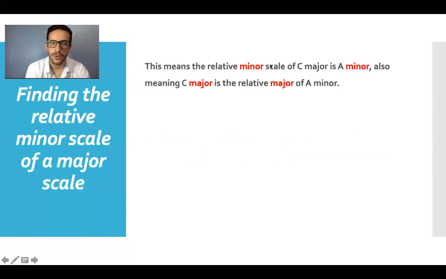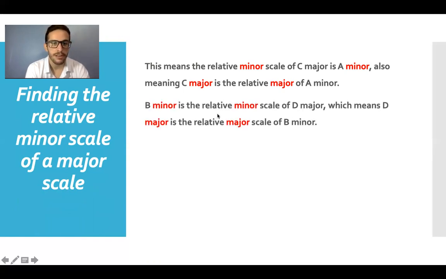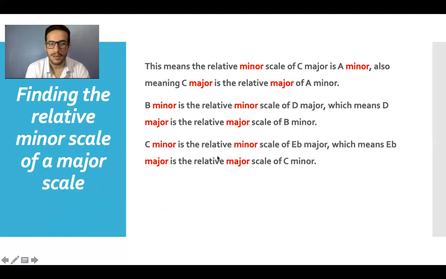So this means that the relative minor scale of C major is A minor, also meaning that C major is the relative major of A minor. Same thing here. B minor is the relative minor scale of D major, which means D major is the relative major scale of B minor. Okay? C minor is the relative minor scale of E flat major, which means E flat major is the relative major scale of C minor.